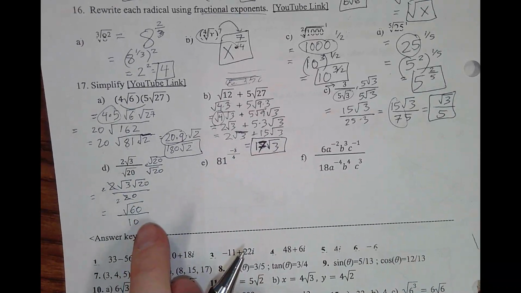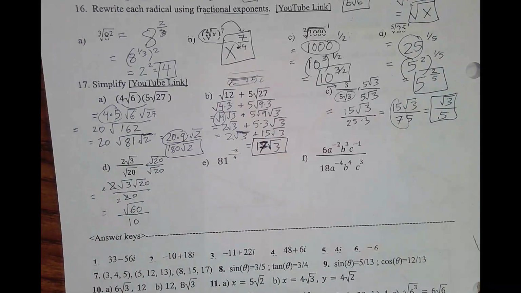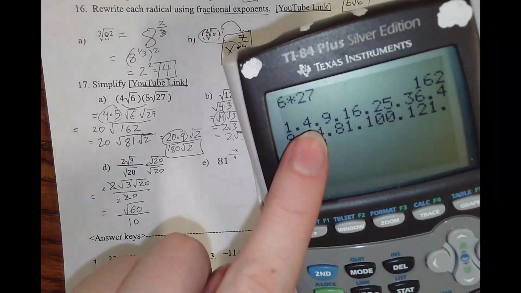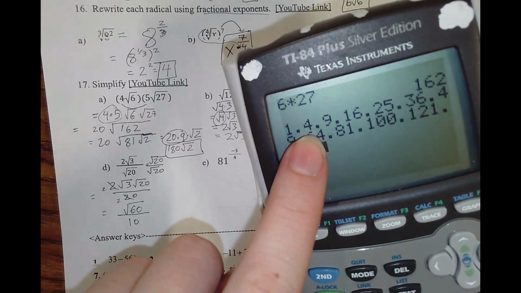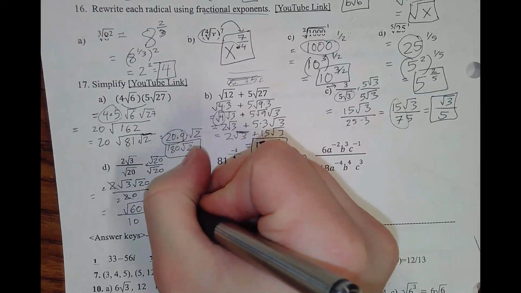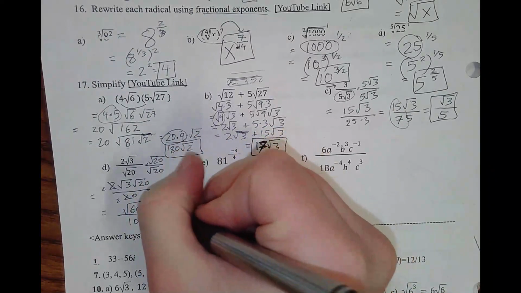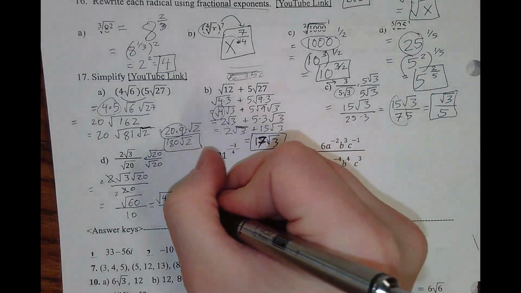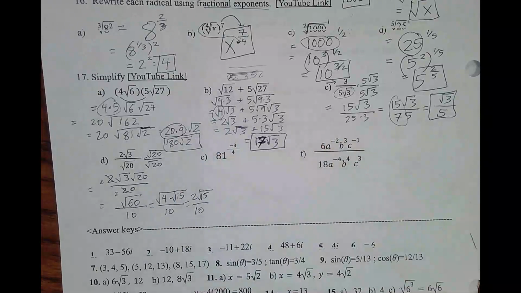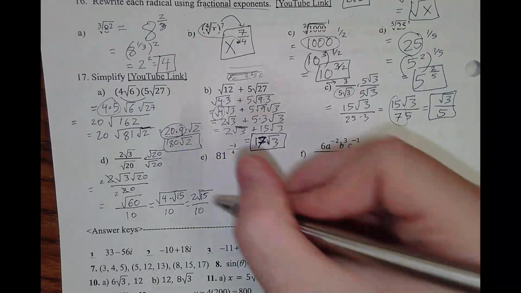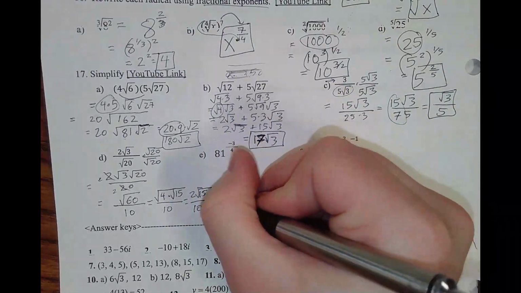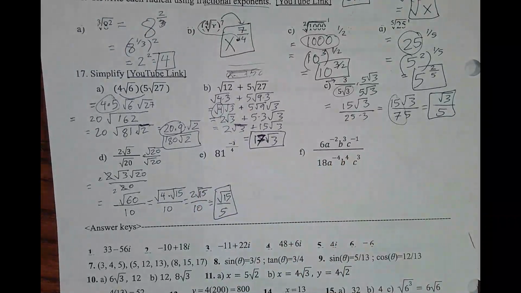You might be tempted to leave it like this, but can I simplify root 60? What number goes into 60 perfectly? The only perfect square that goes into 60 is 4. So root 4 times 15 over 10, which gives me root 4 is 2, so 2 root 15 over 10. Can I simplify that? Right, 2 over 10 is the same as 1/5. So root 15 over 5. Yes, these are complicated, but with practice you're going to get really good at it.